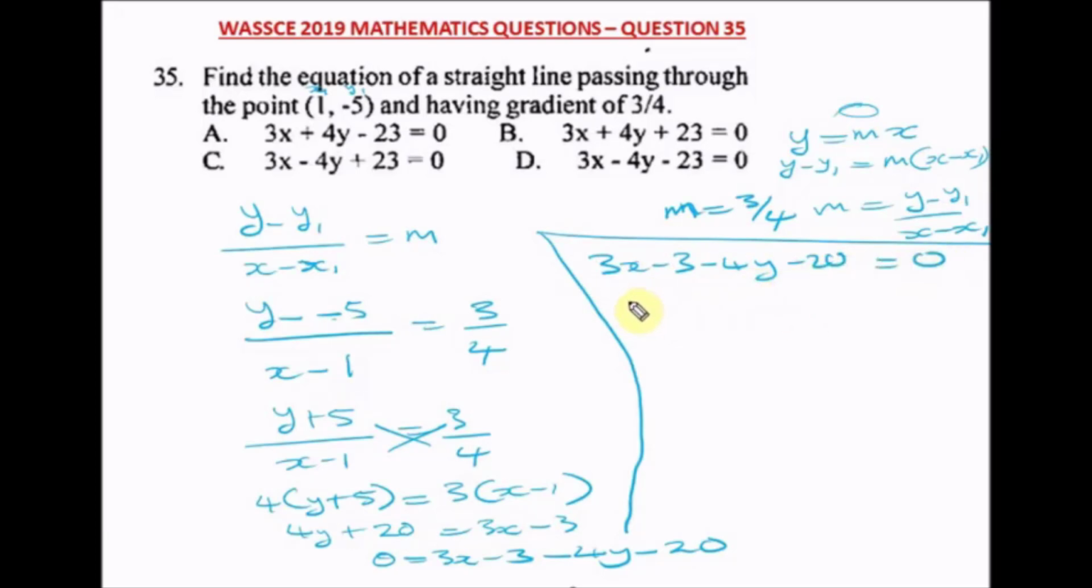So from here, let's simplify. We have 3x. Let us arrange, take this 4 to this side, bring it closer. We have minus 4y, and minus 3 minus 20 will give us a minus 23, which is equal to 0. Okay, so this is the equation of our straight line. Which is 3x minus 4y minus 23 equal to 0, and our answer here is option D.